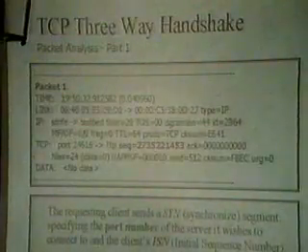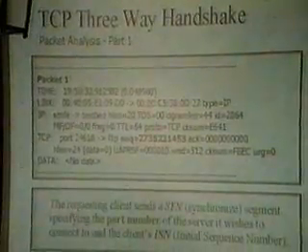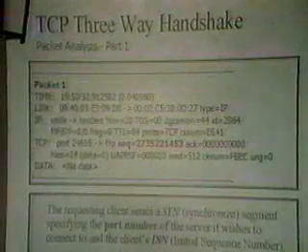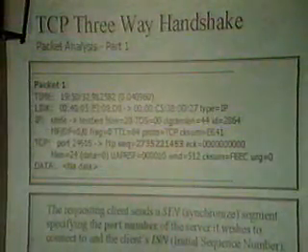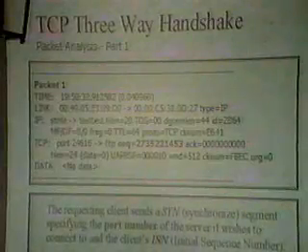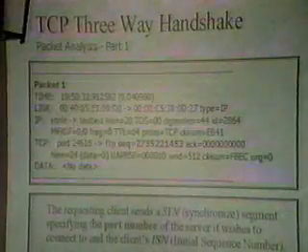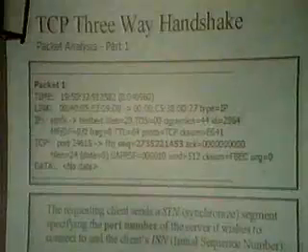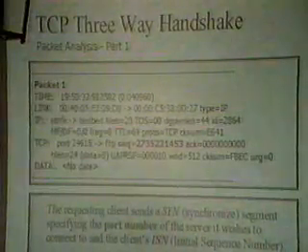And this is a packet dump showing exactly what it looks like when this three-way handshake is being established. As you can see, we're connecting from TCP port 24,616 to an FTP port. We have our sequence number. I'll scope off the last four. That's 1,453. The requesting client sends a SYN, or synchronize segment, specifying the port number of the server it wishes to connect to and the client's ISN, or initial sequence number.